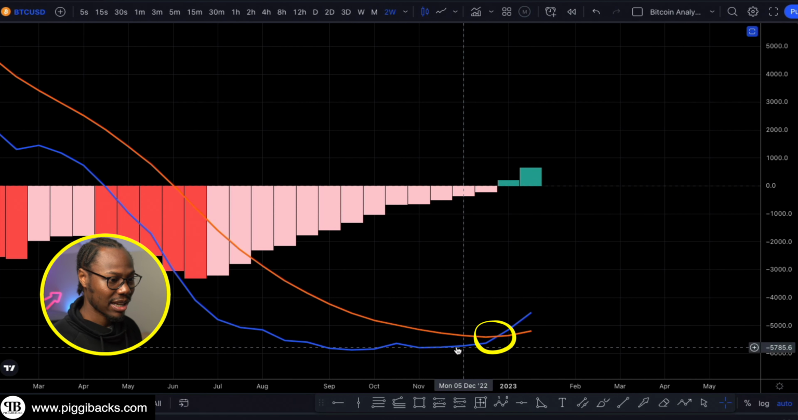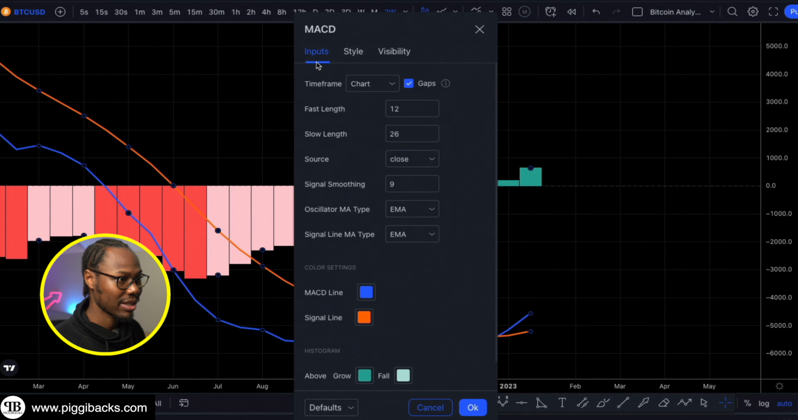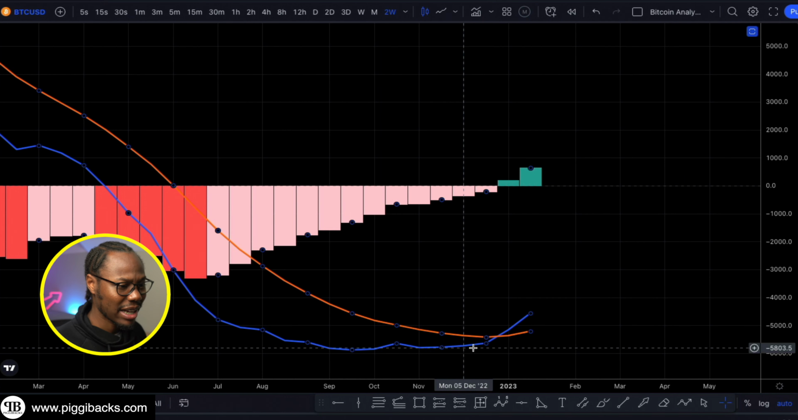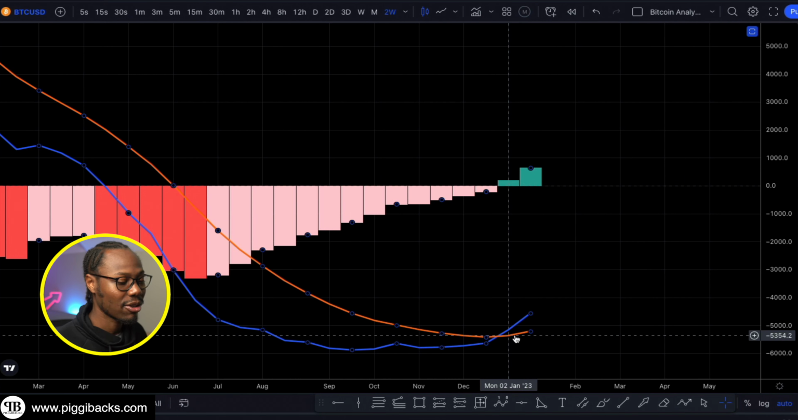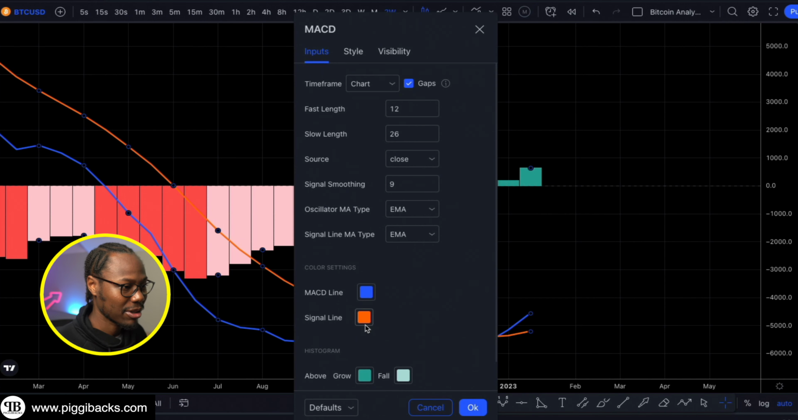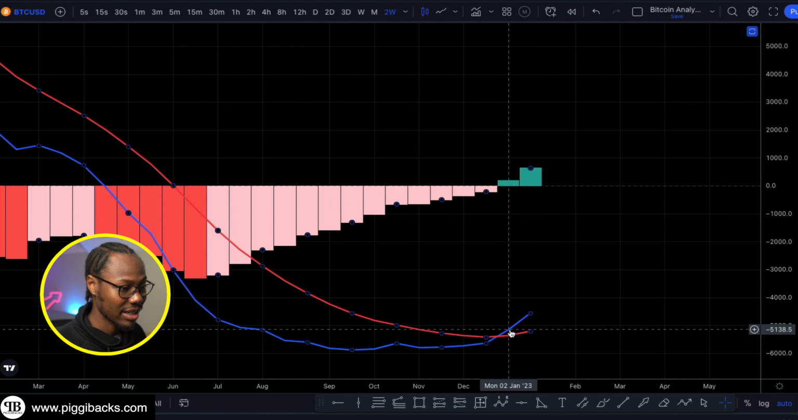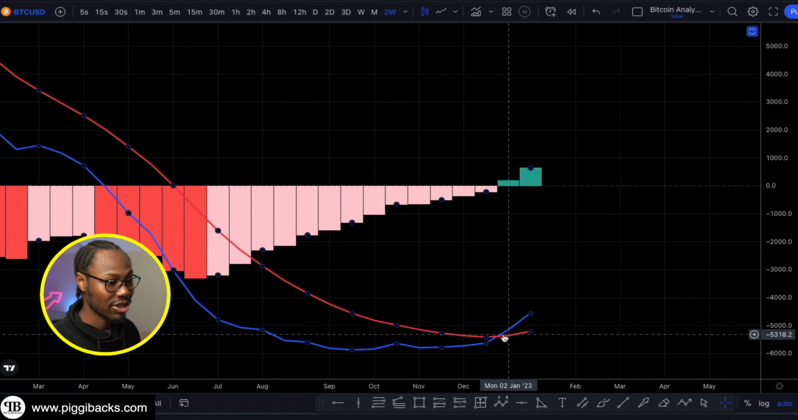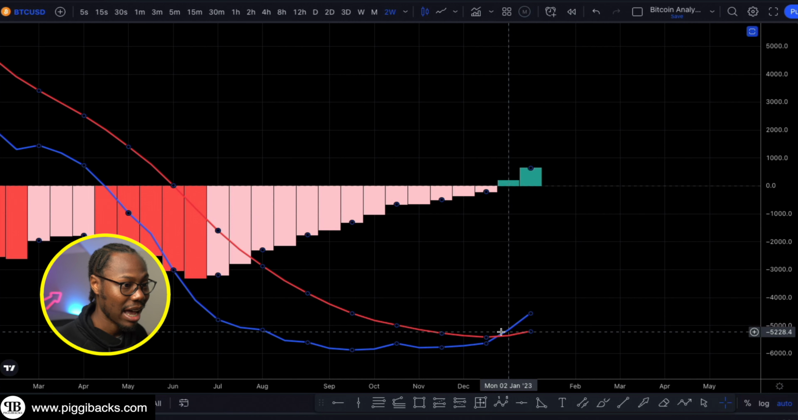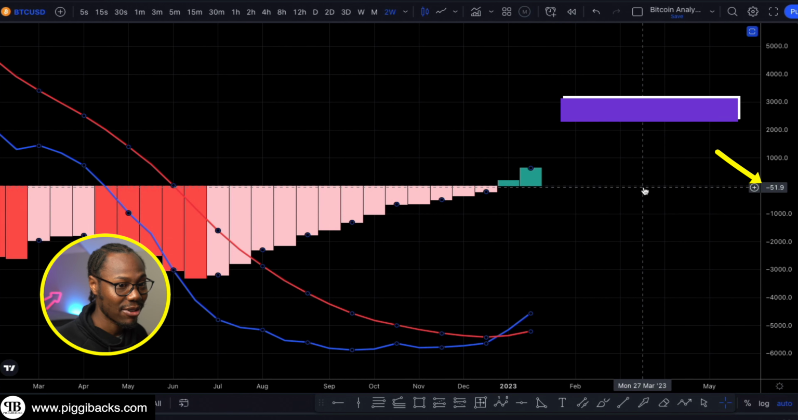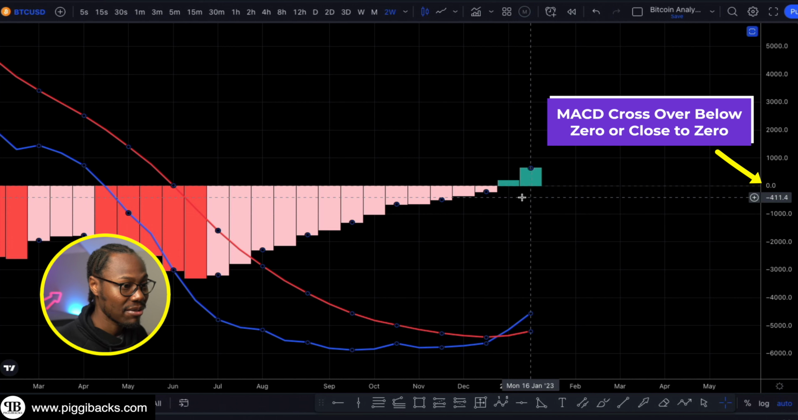Okay, so you'll notice that I'm only using the default inputs, so 12, 26 and 9, and these are both EMA, so exponential moving averages. And when the blue line crosses the red line or the orange line, kind of looks orange here, doesn't it? Actually, what I'm going to do is change this to red. So when the blue line crosses the red line to the upside, so when the blue line is above the red line, this is very bullish on a 2-week chart, as long as this crossover is happening below this zero line right here or near the zero line, because previously historical data has shown this to be a bullish sign.